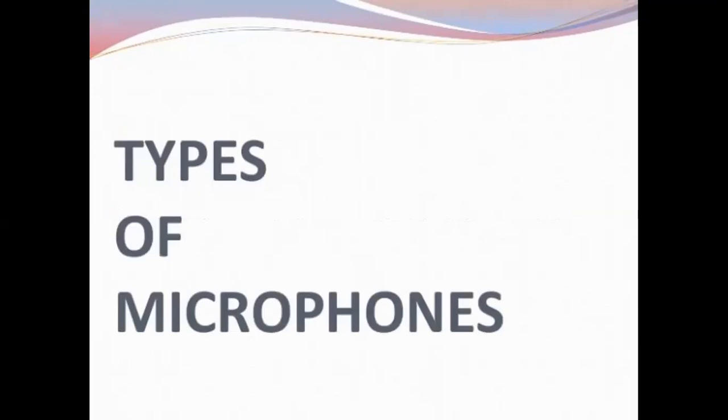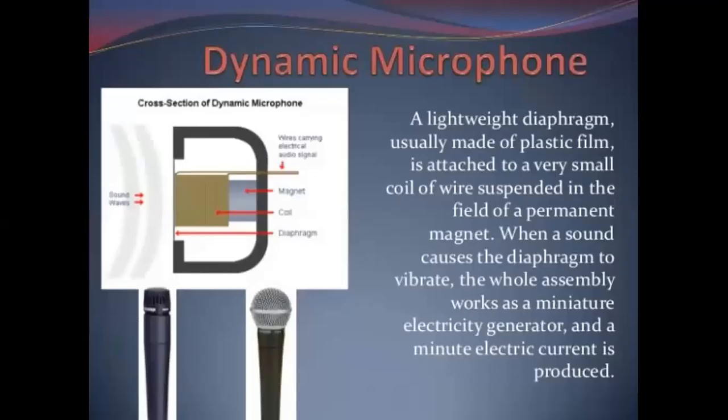Now we have some kinds of microphones. First is the dynamic microphone. Dynamic microphones are microphones that convert sound into an electrical signal by means of electromagnetism. They fall into two categories: moving coil and ribbon microphones. In a moving coil capsule, at the back of the transparent membrane, you can see the wire coil, which is surrounded by a permanent magnet. When a sound causes the diaphragm to vibrate, the whole assembly works as a miniature electricity generator and a minute electrical current is produced.